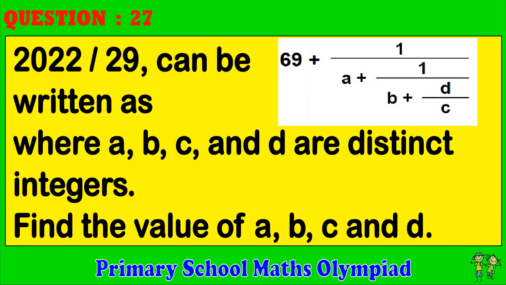Question 27. 2022/29 can be written as 69 plus a fraction with A, B, C and D as shown, where A, B, C and D are distinct integers. Find the value of A, B, C and D.